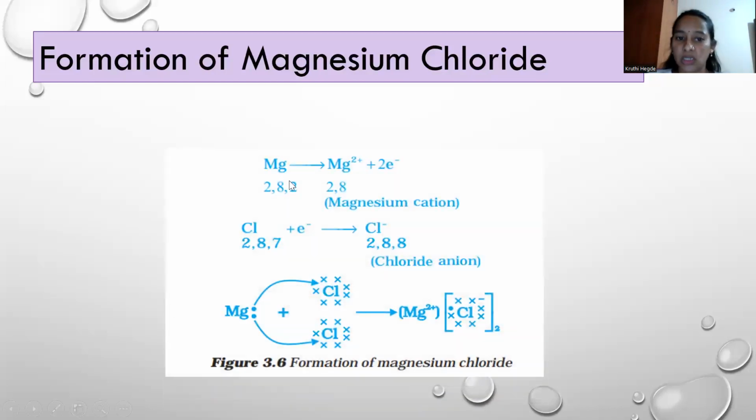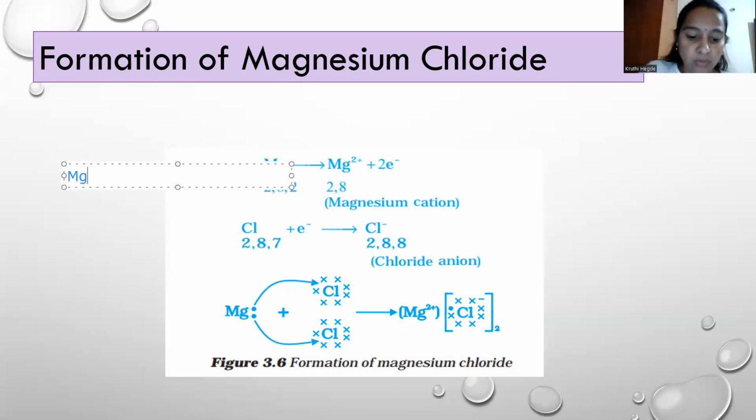So Mg 2, 8, 2, it will form Mg2 plus, 2 electrons are lost. These 2 electrons will be taken up by chlorine. You can see here 2 chlorine atoms are there. One chlorine wants 1 electron to become 2, 8, 8 Cl minus. Here 2 chlorines are there. Each chlorine is receiving 1 electron from Mg. So it is forming Mg2 plus and 2 Cl minus. Hence the formula of magnesium chloride is MgCl2.